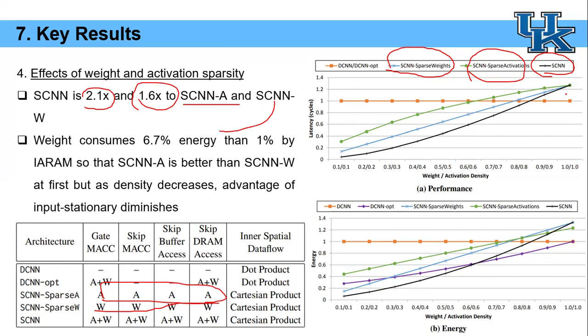So for the case of activation, as you can see here, for the sparse activation, at first it consumes less energy than both SCNN weights and SCNN as a whole, right? This is because it doesn't use weights, and the weights in themselves consume 6.7 energy, right? So that's why it's doing better. But as sparsity increases, this advantage is diminished by the betterment of the weight sparsity in the data itself. So that's why in the end the SCNN performs way better than all of these other networks.